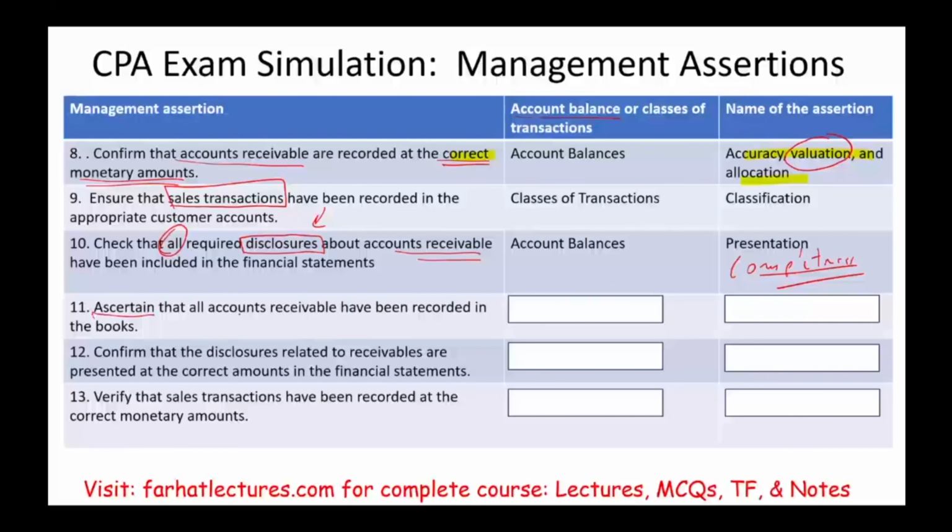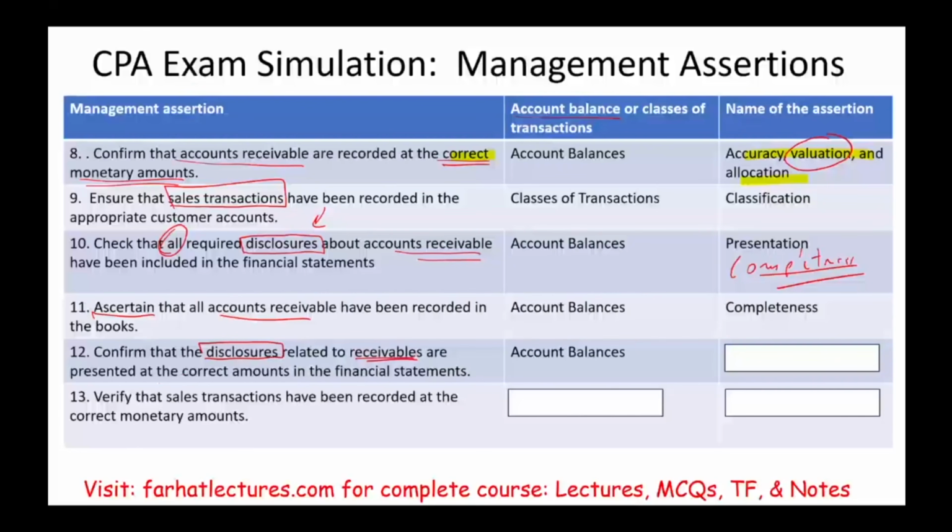Make sure, ascertain that all account receivable, account balances have been recorded in the books. Here, account balances, all has been recorded in the books, completeness, all of them. Confirm that the disclosures related to receivable, account balances are presented at the correct amount. So they have all been presented at the correct amount in the financial statement. But here we're dealing with what? We're dealing with disclosure. When we deal with disclosure, it's presentation. Now I mentioned here completeness, but it's really presentation because disclosure deals with presentation.